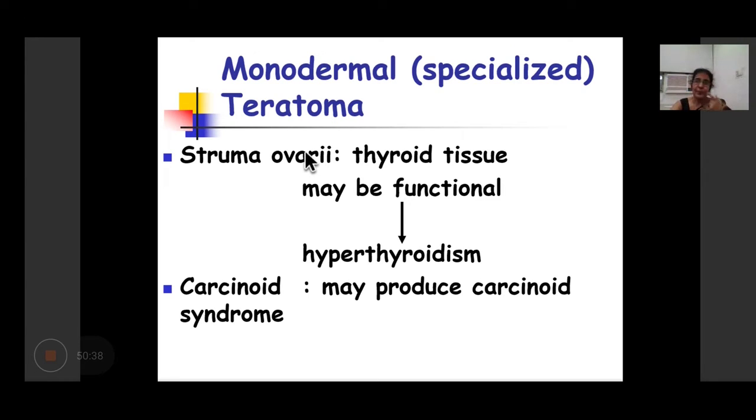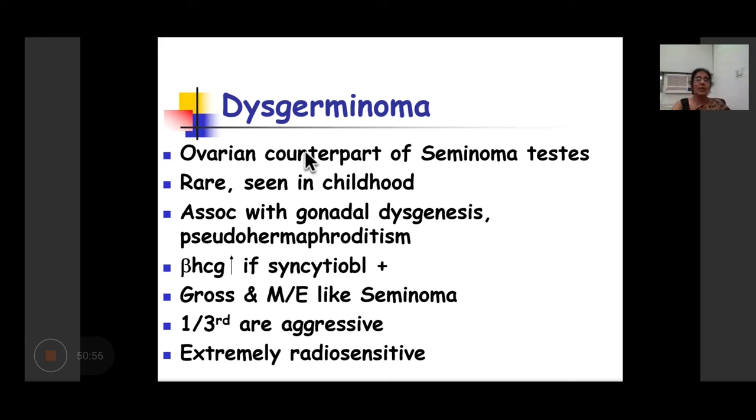So monodermal teratomas are important to know because they may present with features which may indicate towards some other organ, but when you do an ultrasound examination of the pelvis, you will find that the ovary is enlarged and there is a tumor in it, and once you excise it, the patient becomes normal. So the patient would not require any other treatment.